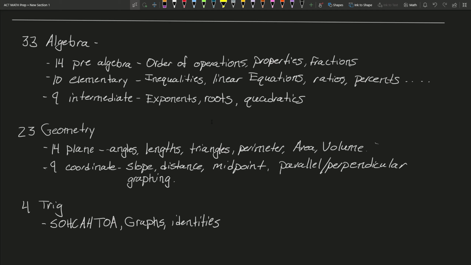All right. So it goes 33 algebra, where 14 are pre-algebra, 10 are elementary, and 9 are intermediate. And I have descriptions of what each of those means. If you just consider 14 pre-algebra, there are 14 questions that rely on you doing basic operations and talking about basic principles of math and being able to use a little bit of number theory. That's 1/4 of the test.